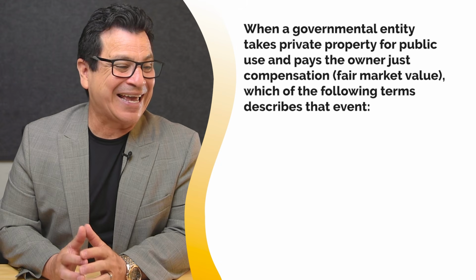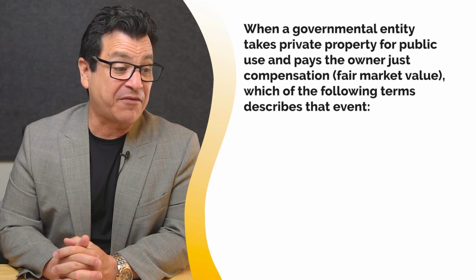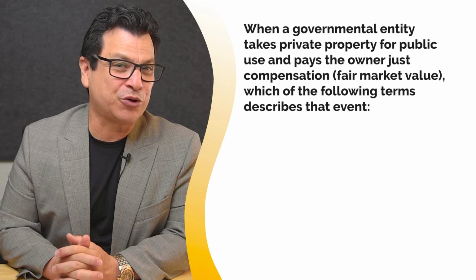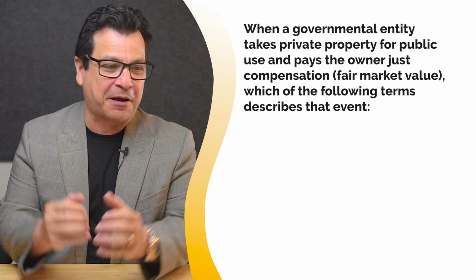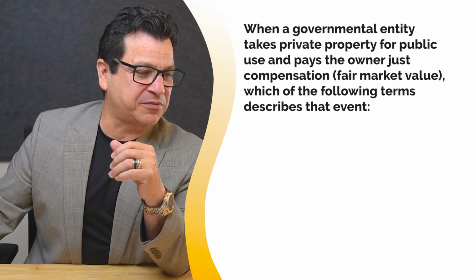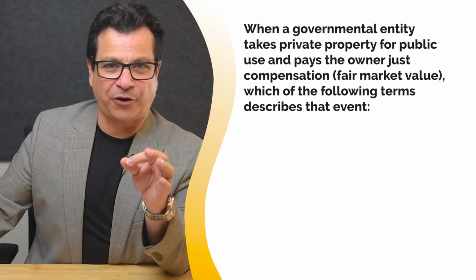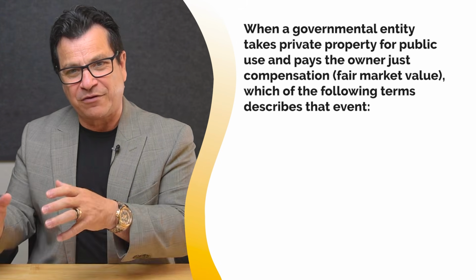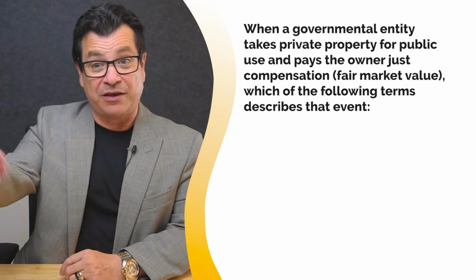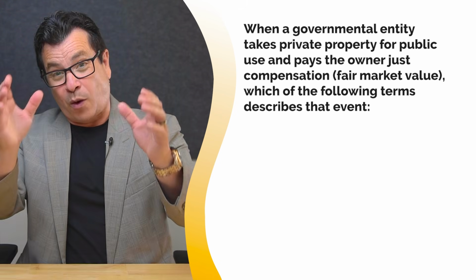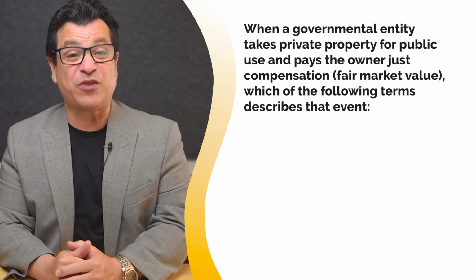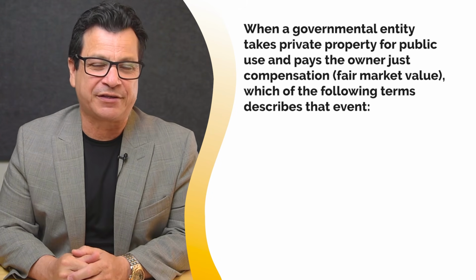When a governmental entity takes private property for public use and pays the owner just compensation, meaning fair compensation, fair market value, which of the following terms describes that event? So you got the governmental agency coming over and saying, hey, all you homeowners here, we'll have to demolish your houses. We'll pay you fair market value for your houses because we want to widen the freeway, and the freeway's going to go right through here. And your home happens to be in the way. What do we call this?